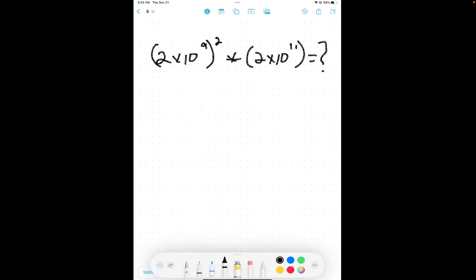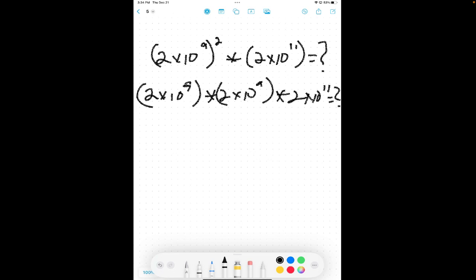In our next example, we're going to be taking two scientific notation numbers, with one of them taken to an exponent. So there is a shortcut to this one too, but we're going to draw it out first the long way. So this will be the same as 2 times 10 to the 9th times 2 times 10 to the 9th times 2 times 10 to the 11th. So we'll be using the same rules that we used before. Multiplying the 2 by 2 gives us 4 times 10 to the 9.